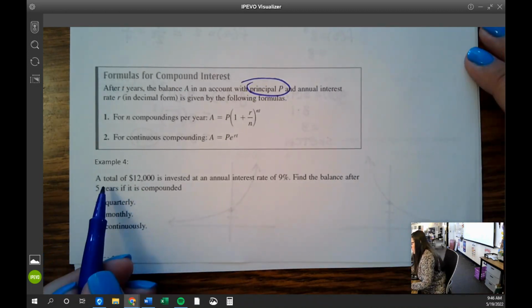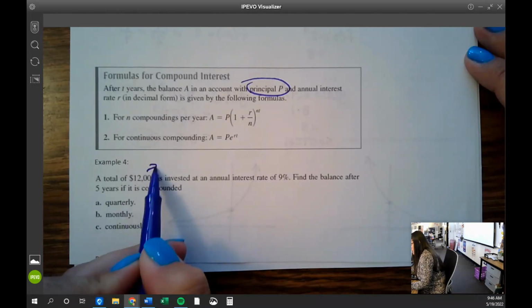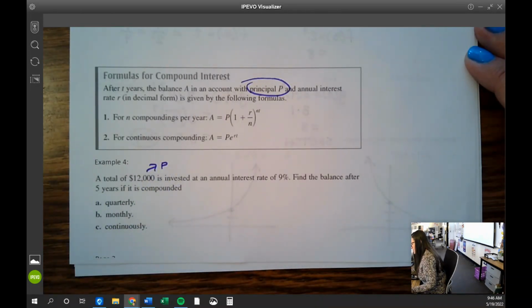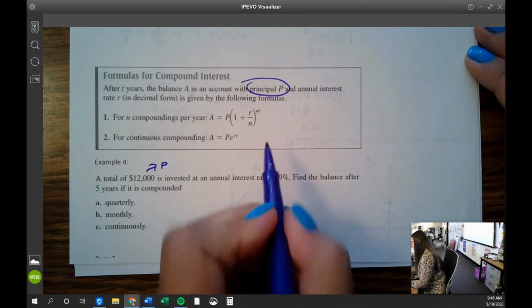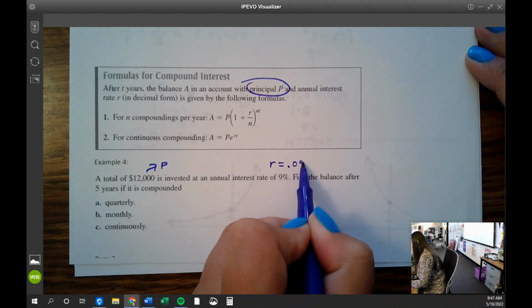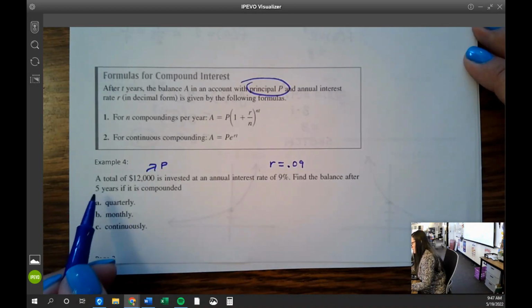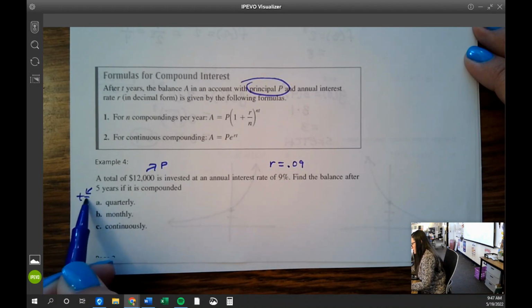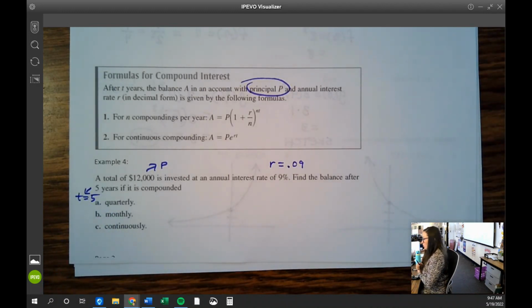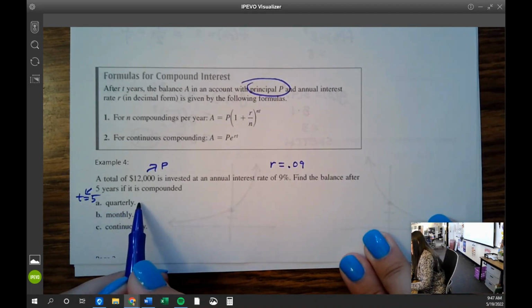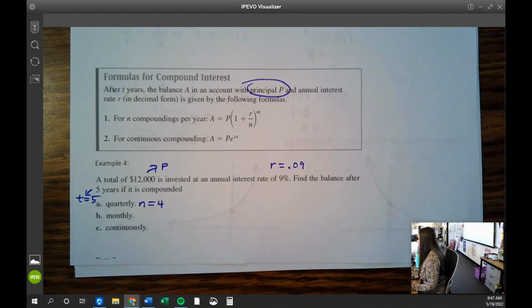So a total of $12,000, that's going to be P, that's our principal amount, is invested annually at an interest rate of 9%. So R is going to be 0.09. Find the balance after 5 years. That means T is 5. If it is compounded quarterly, monthly, or continuously. So for A, quarterly means that I'm compounding interest 4 times. And basically, this is just, can you plug all the right stuff into the calculator or into the formula?